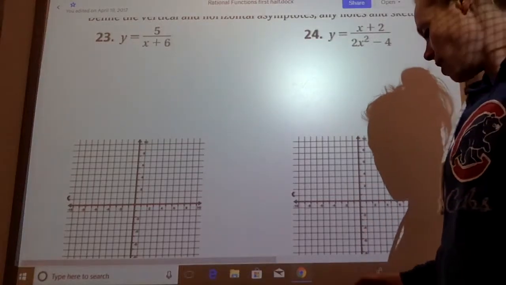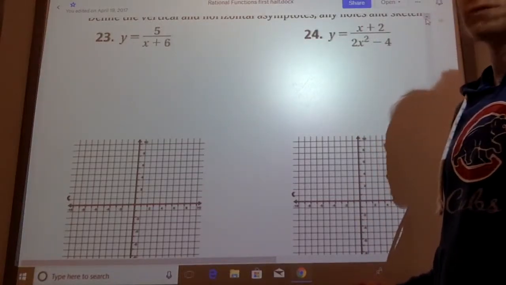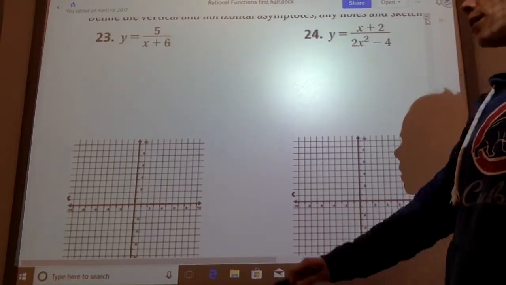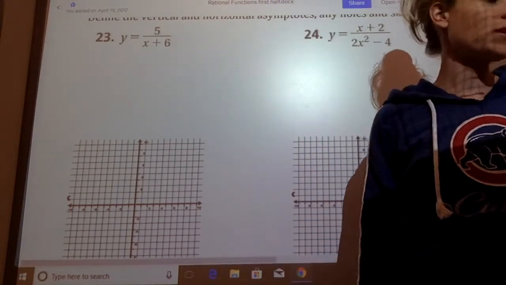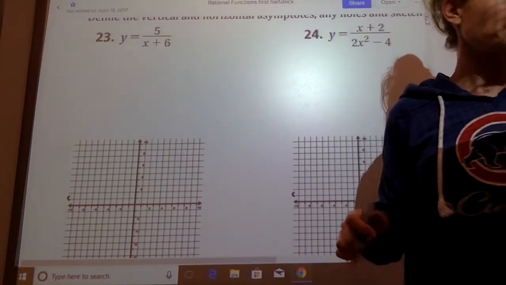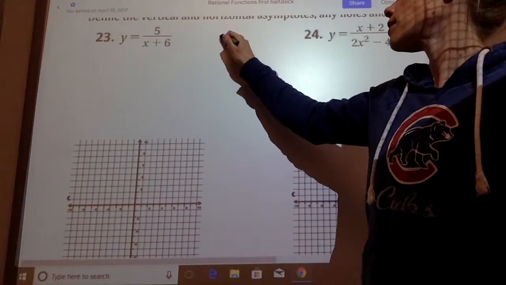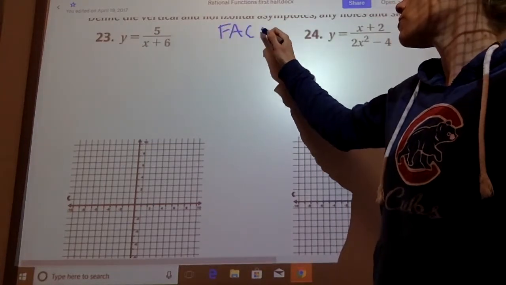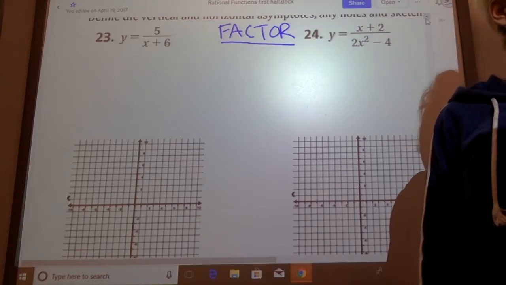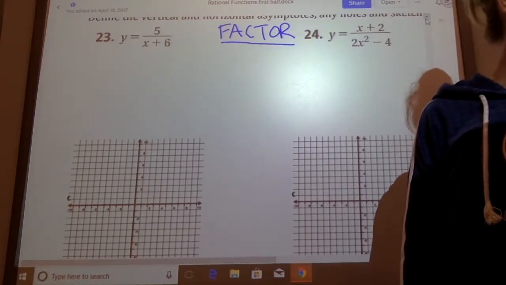Let's review, before we get into horizontal asymptotes, what we've done so far. When we are discovering all of our properties of a rational function, the very first thing we always need to do is what? Factor. Very good. Your first step always should be to factor. Always start off by factoring the numerator and the denominator.